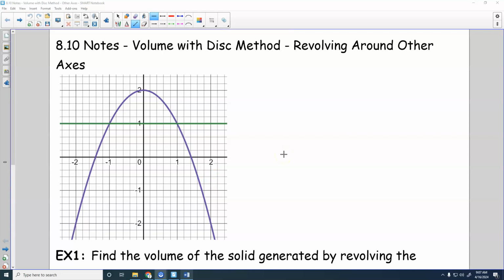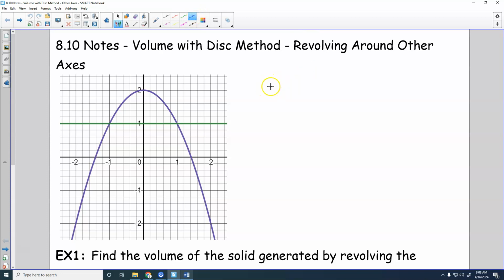So what we're going to be doing today is revolving around other axes. Not the x-axis or the y-axis. They will still be horizontal or vertical. It could probably be done to rotate it around a slanted line, but I have no idea how to do that, and we definitely are not going to be required to do anything of that nature. So a couple of notes here.